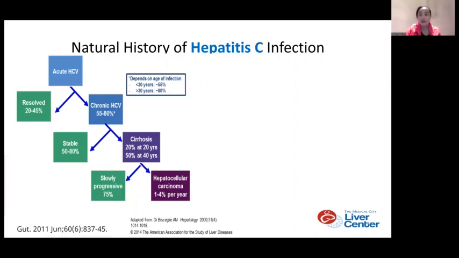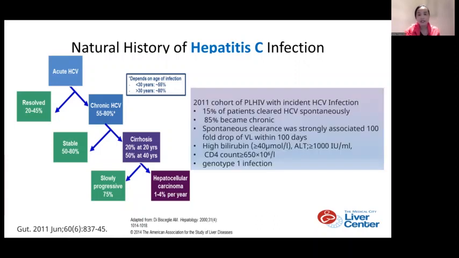And the reverse is true for hepatitis C as opposed to hepatitis B. The older you are, the higher the risk of getting chronic infection or carrying the virus for a longer time. But in HIV, you see this rate of clearing hepatitis C spontaneously drop. So in general, here on our left side, after an acute hepatitis C infection, 20 to 45% can resolve spontaneously.